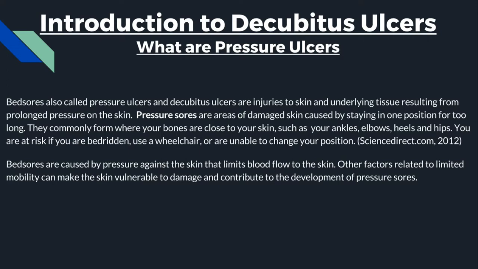Decubitus ulcers result when there is a loss of tissue integrity due to skin and underlying soft tissues being pressed between a bony prominence and an external surface for an extended period of time. They occur most often from limited mobility. A patient who has limited mobility has a greater chance of developing an ulcer because they can't change their position in order to relieve the pressure. A patient who can't feel the pain or communicate is more likely to develop pressure ulcers as well.